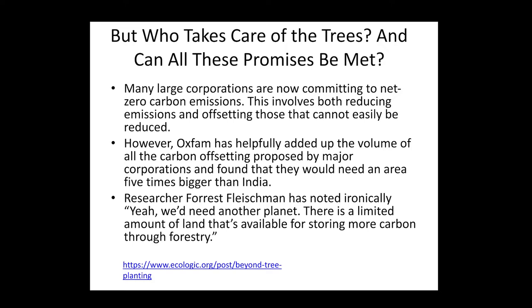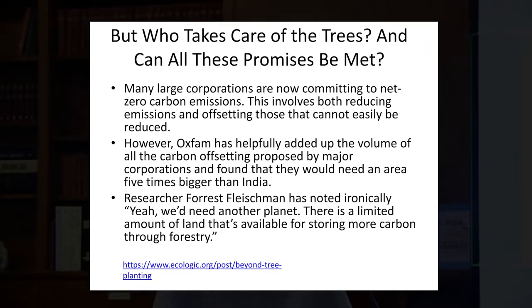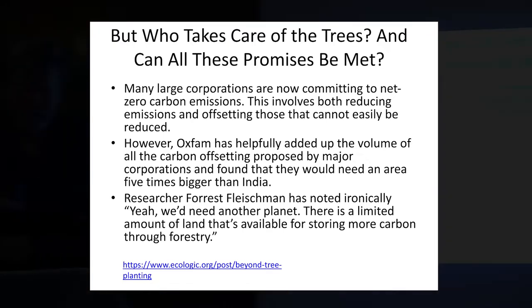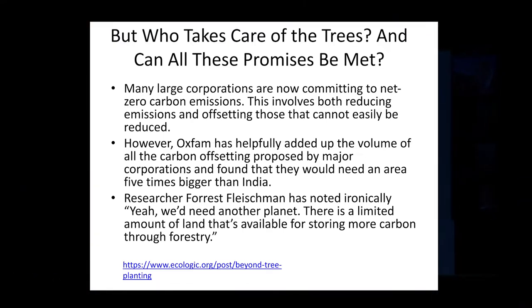And can all these promises be met? I'm actually quoting myself here from a blog I did for the Ecologic Development Fund, a Cambridge, Mass. NGO where I'm on the board of directors. But this is something I was just talking about with Julie. You may also be aware, if you're paying any attention at all to some of these issues, that many large corporations are committing to net zero carbon emissions by 2050.